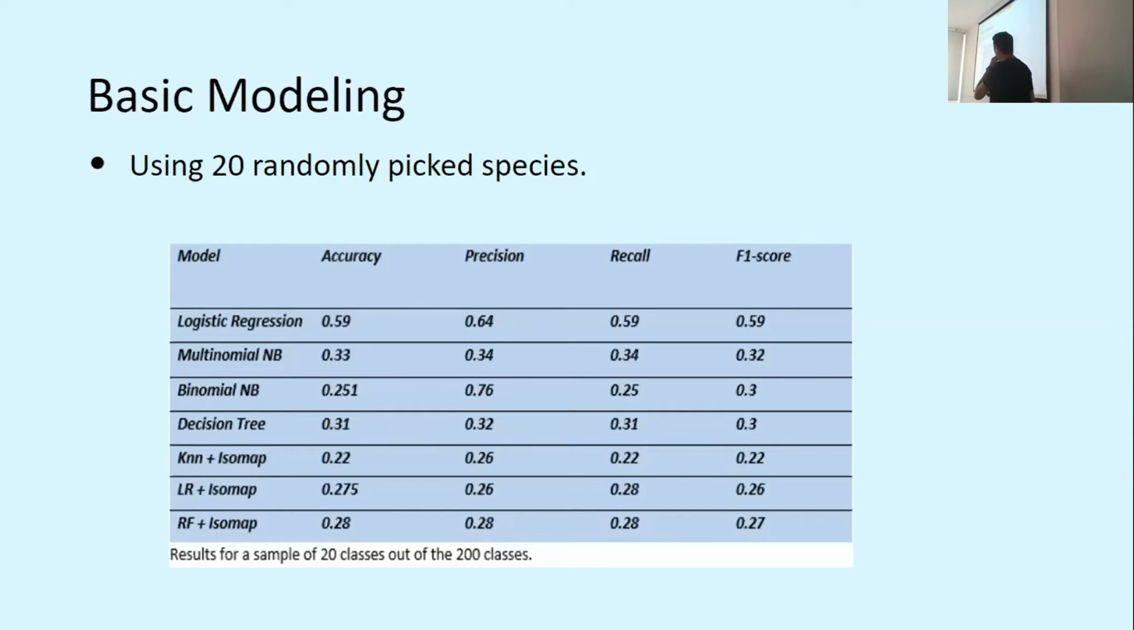So I started with 20, and we got really bad accuracy. You can see here that's nothing. The only one that gave some nice result was actually the simple logistic regression. But even that's 60%. That's not something that we can work with, and we actually needed to scale it to 200 species, which is probably a harder task.